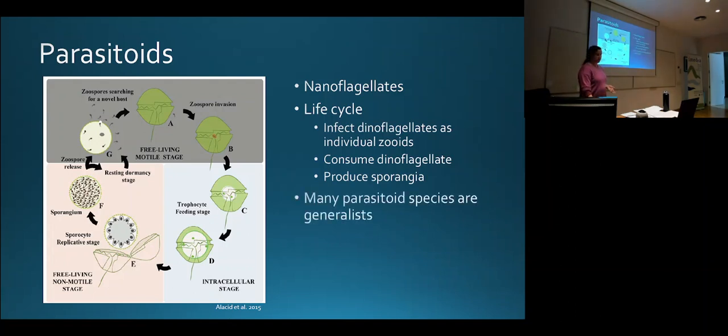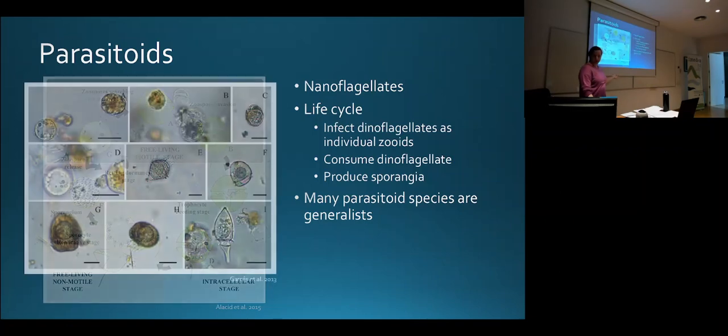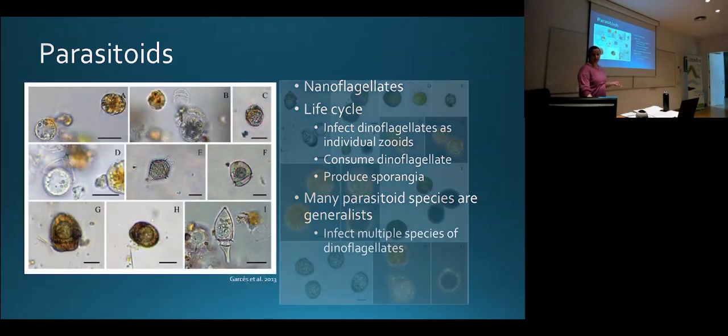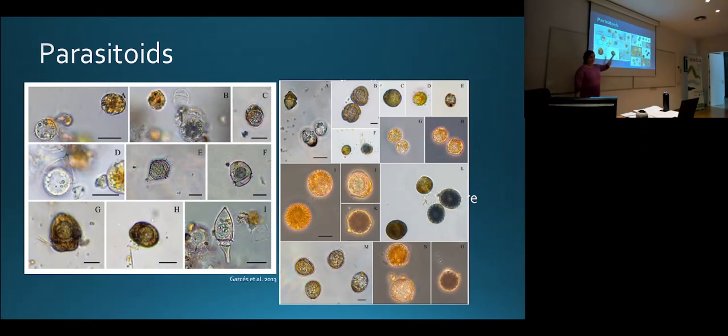And a lot of parasitoids that we know of here in the Mediterranean are generalist species, so they will infect a large number of different dinoflagellate species. So they're not usually only related to one, they're related to a whole series, which means that for harmful algal blooms produced by different types of dinoflagellates, they can utilize them to grow their own populations.